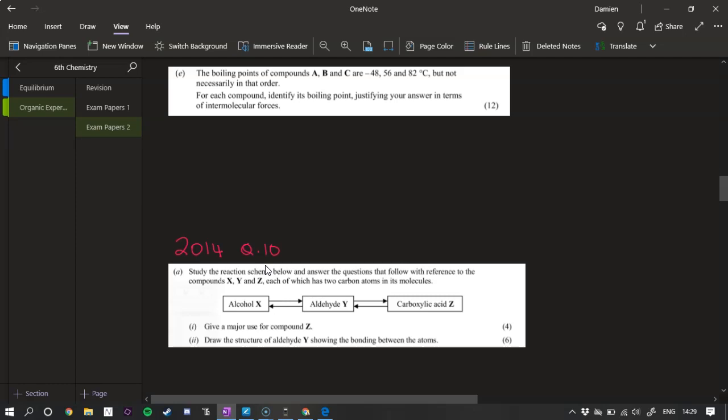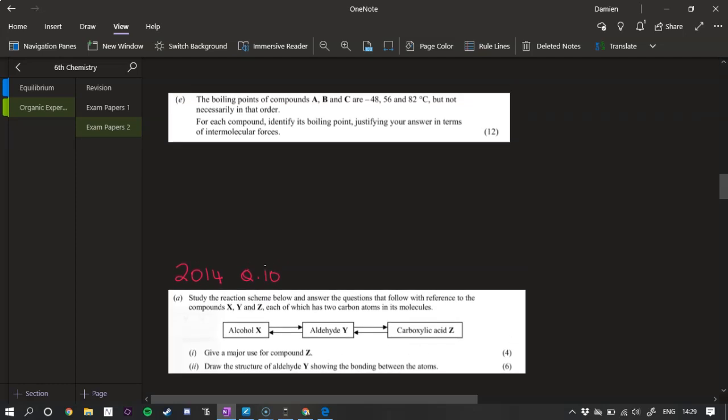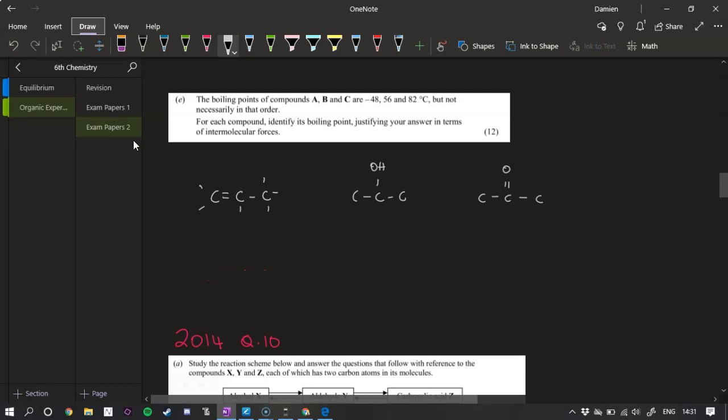So the boiling points of compounds A, B, and C are minus 48, 56, and 82, so they're increasing, but they're not necessarily in that order. For each compound, identify its boiling point, justifying your answer in terms of intermolecular forces. So what I'll do is I'll just draw out the molecules, and I can point at it then for you. So let's have a look at these. So this first one here, this is going to be your alkene. So when you're actually talking about which ones have the lowest and highest boiling points, it can often be a case of elimination. So first of all, let's see what bonding is between them.